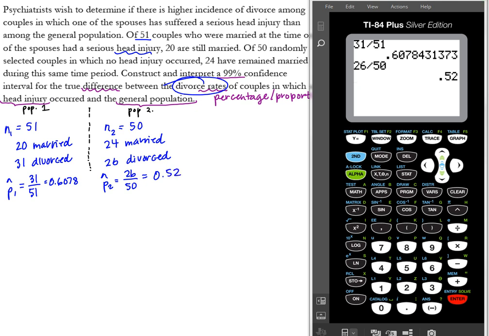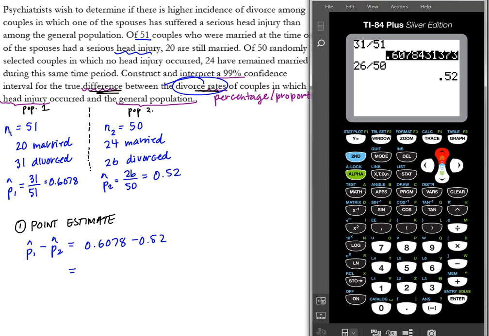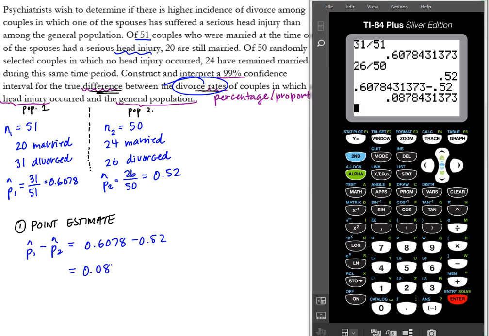From this information, the sample proportions from the two samples, we can create the first thing we need, which is the point estimate. Remember, point estimate is the best guess we have for this thing we're trying to estimate, the difference in divorce rates. So if we have two sample divorce rates, we simply need to cook up the difference. What's the first minus the second divorce rate? What's the difference between these two from the sample? That's 0.6078 minus 0.52, or a point estimate, a best guess for this difference of 0.0878 to 4 decimal places. So that's our best guess.